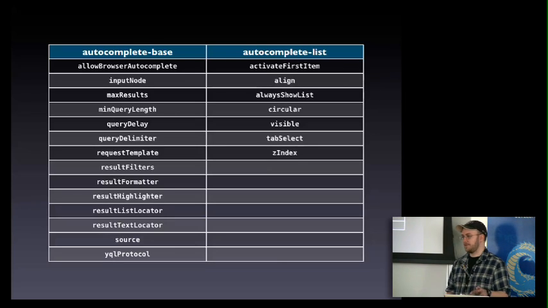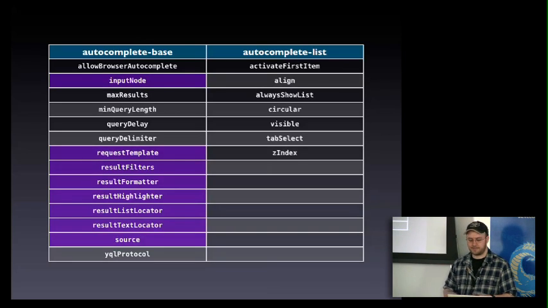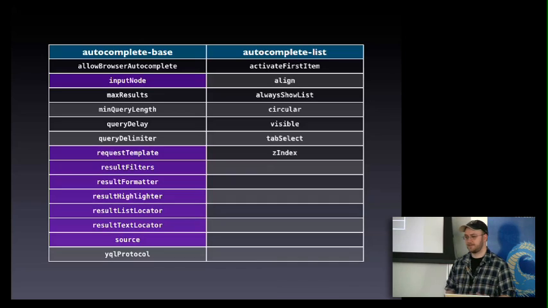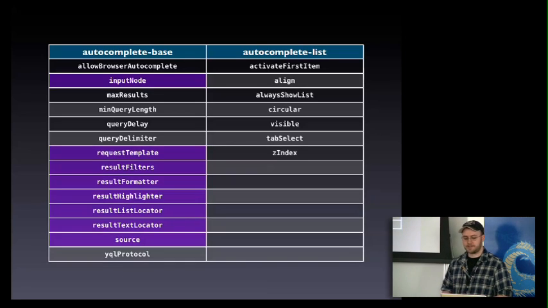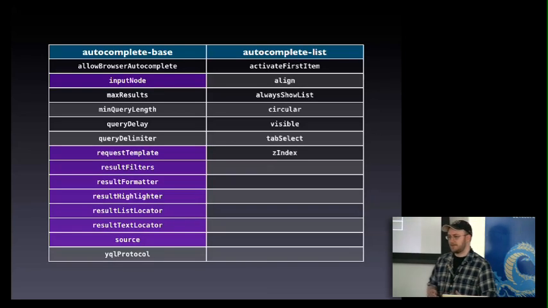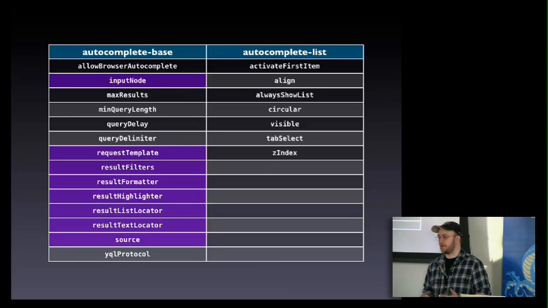This is just a list of some of the configuration attributes that you've got available to you. Today, I'm not going to go through all of these, so you can hit the API docs if you want to see details on all of them. Today, I'm mostly going to be focusing on these ones, because this kind of gives you a deep dive into what autocomplete is doing for you.